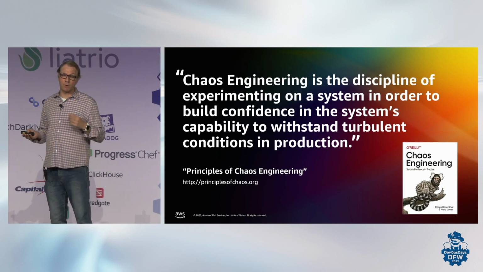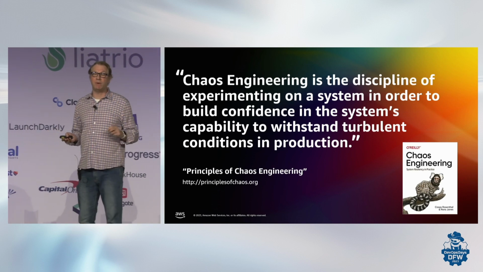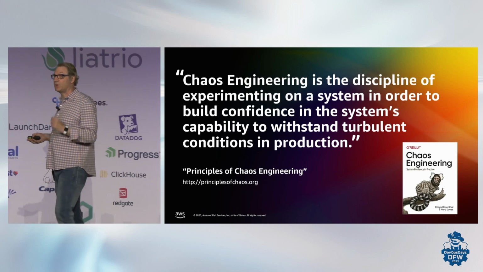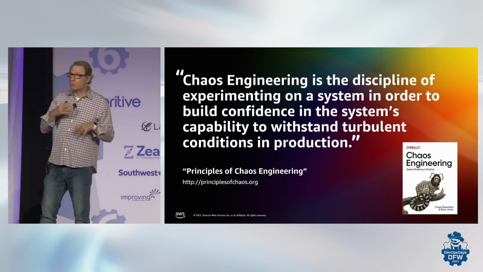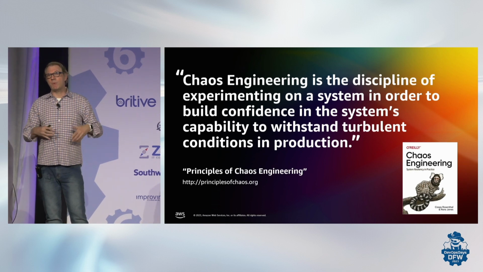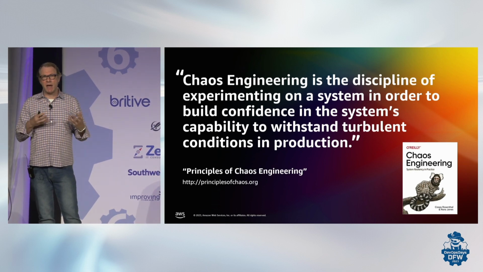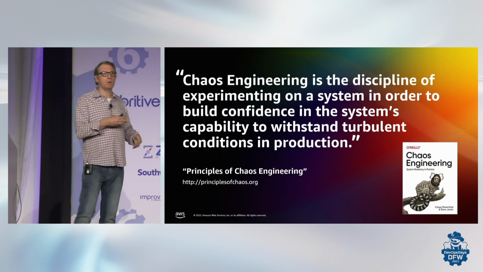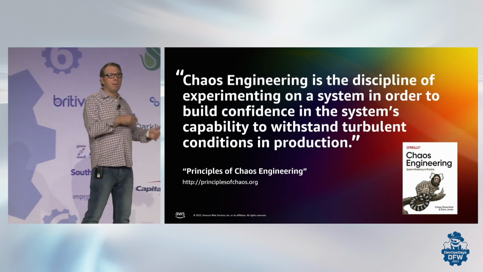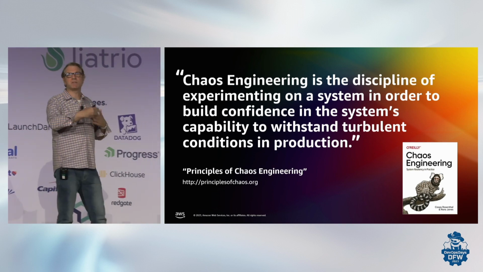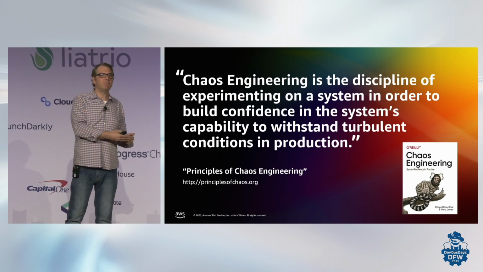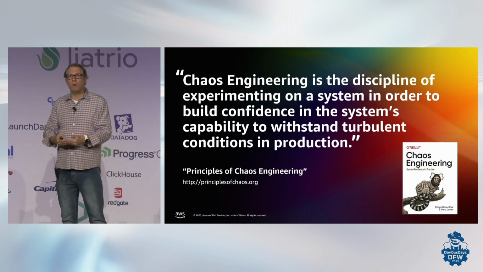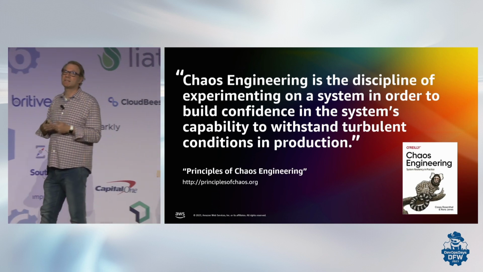of experimenting on a system in order to build confidence in the system's capability to withstand the turbulent conditions in production. And what that means is, this is not a chaos engineering talk, so really briefly, what you're going to do is come up with a hypothesis based on your design that if this fault were to occur, or if this loading event were to occur, my system would react in this way in order to stay available, and then you're going to simulate that. You're going to simulate the fault, you're going to simulate the load, and observe how your system responds. That's chaos engineering.